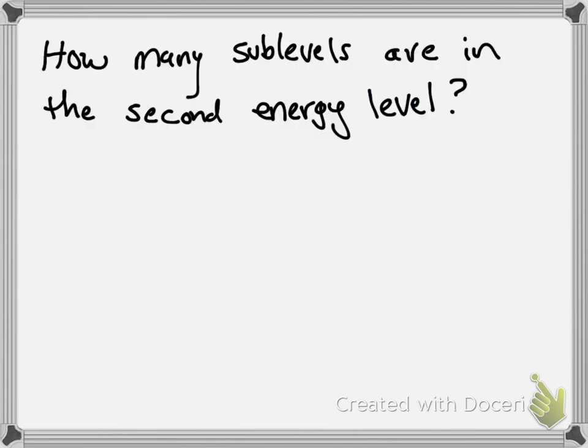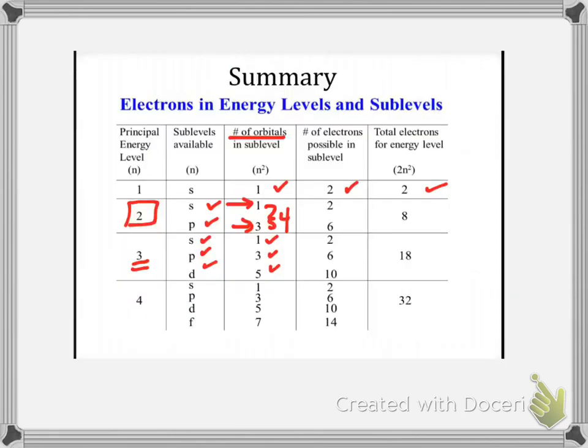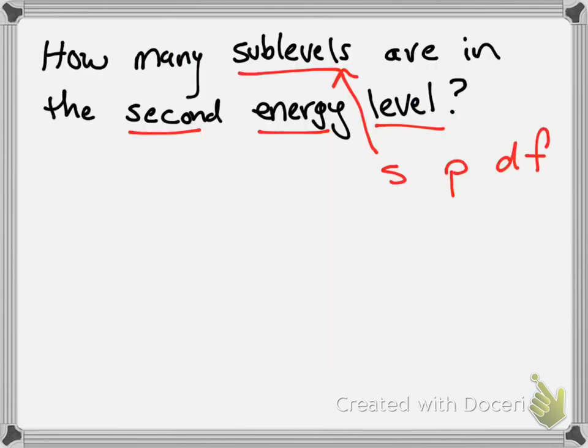Now you can pause the video and try to answer this question. How many sub-levels are in the second energy level? Remember, what sub-level? It's S, P, D, F. So in the second energy level, let's look back at our table here. In the second energy level, what sub-levels do we have? S and P. So the answer is 2. They are S and P.